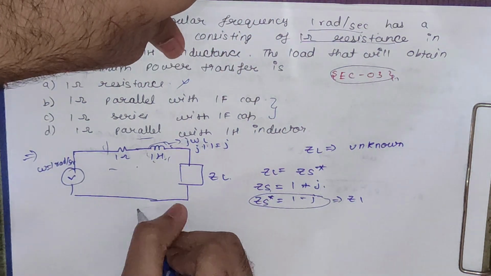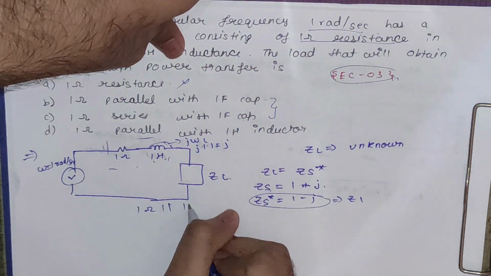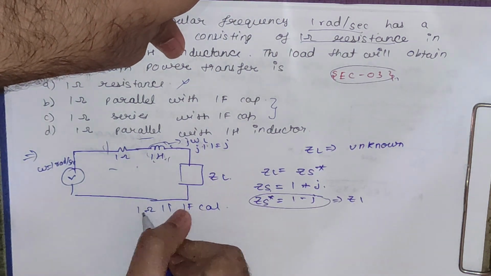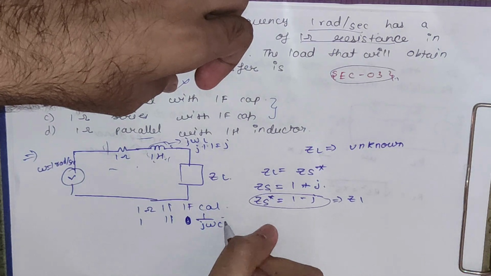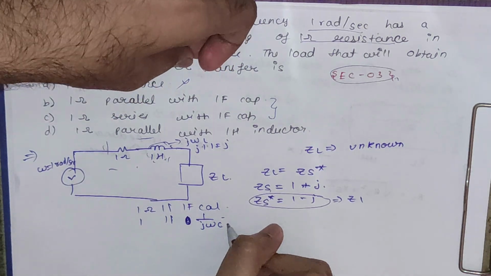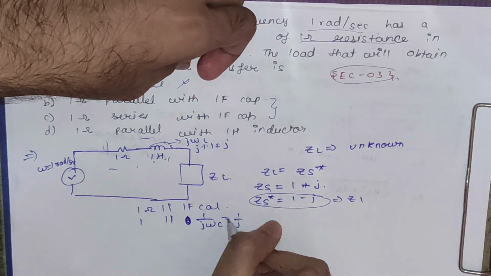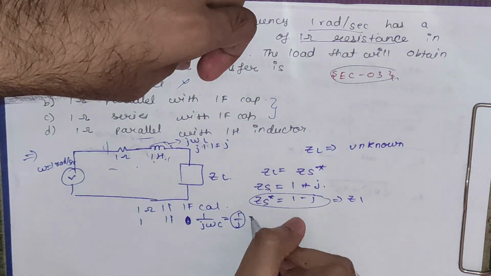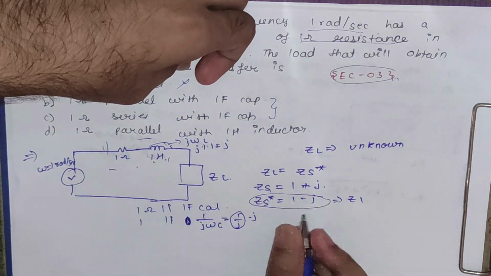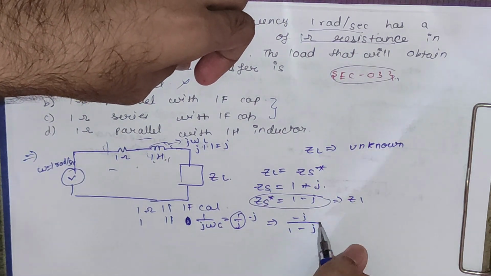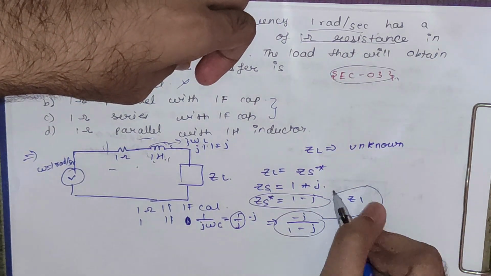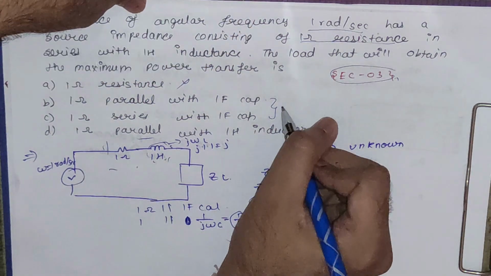Okay, so if we consider 1 ohm parallel with 1 farad capacitor, then here we will have 1 parallel with 1 upon j omega C. Okay, omega is 1, C is 1, so here we will get 1 upon j. Here you can also write it as minus j. So if both are in parallel, we will get minus j upon 1 minus j. Okay, so from this you can see this is not the one. So we will say this option is also not correct.